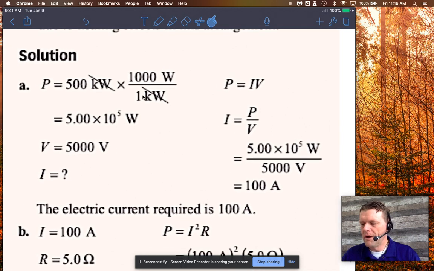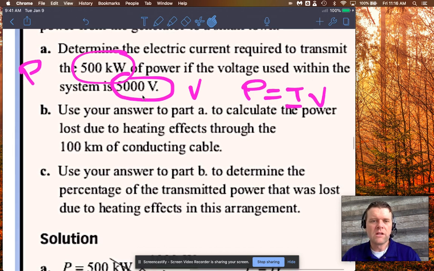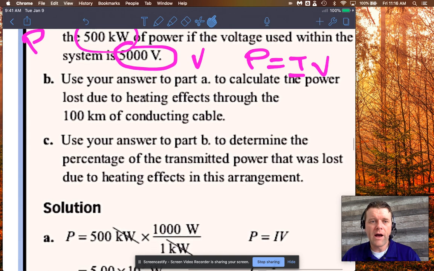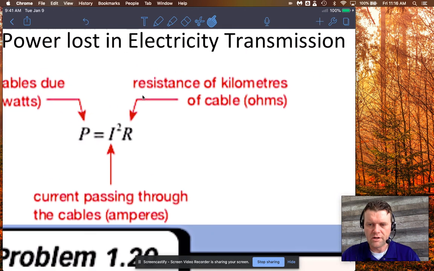So anyway, part B then says, use your answer, we got that, to calculate the power loss due to the heating effects through the 100 kilometers of conducting cable. So the power lost is going to be determined using this formula. We were instructed by that earlier.